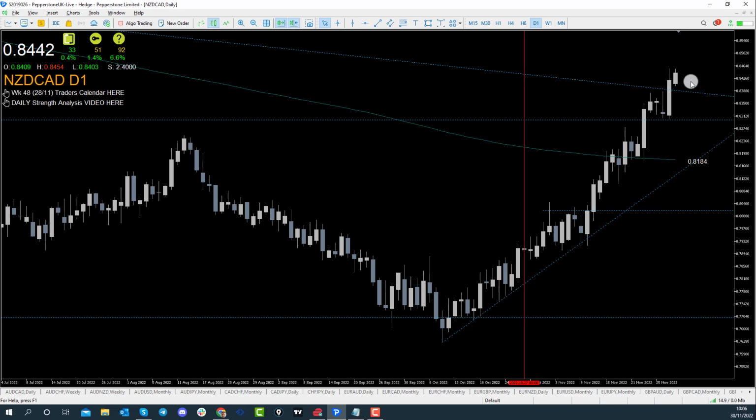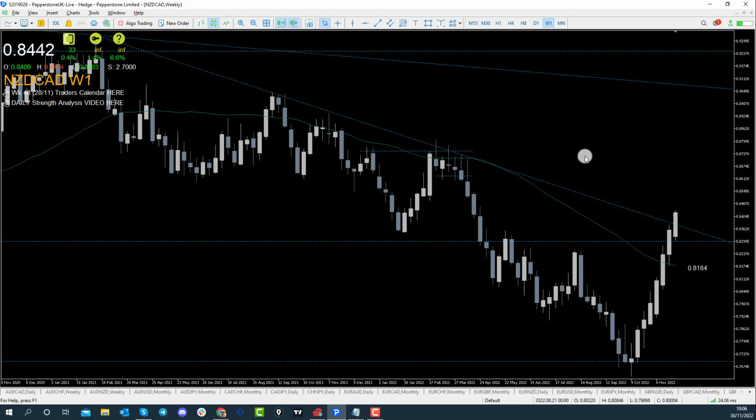So that's why I'm expecting nothing really to happen here on Kiwi CAD today. I'm expecting maybe a little bit of a hold, maybe even a pullback to start forming here. Now we're at this resistance level. So for me, Kiwi CAD is a sit and wait. I'm going to wait for a bit more confirmation after yesterday's large move.